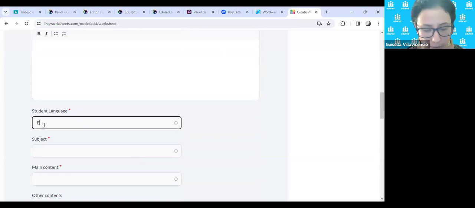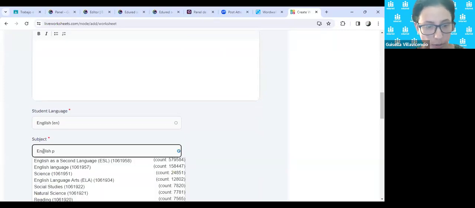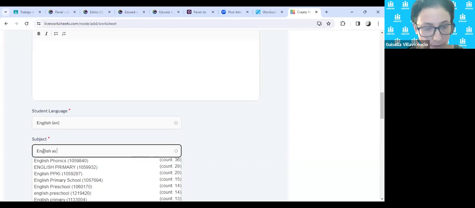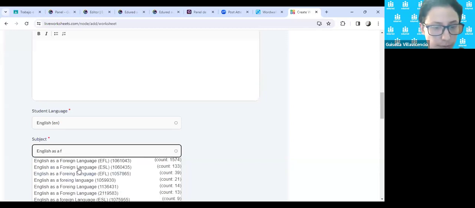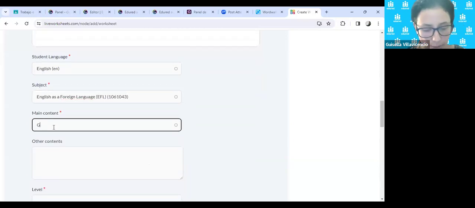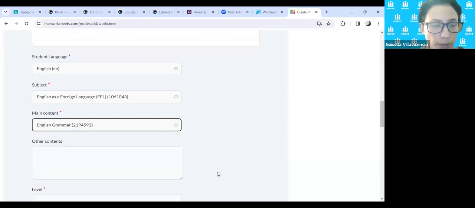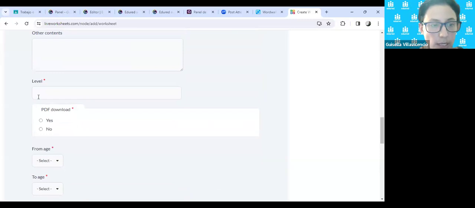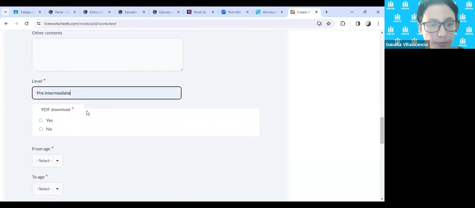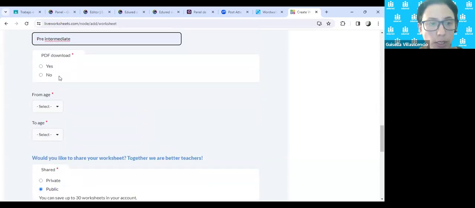Seleccionamos el idioma, ¿no? English. El tema también es English. Este es un pre-intermediate. English as a foreign language, ¿no? As a foreign language. El contenido es gramática, grammar. Acá es configuración, ¿no? English grammar. El nivel es un pre-intermediate. Y acá estamos todos configurando.